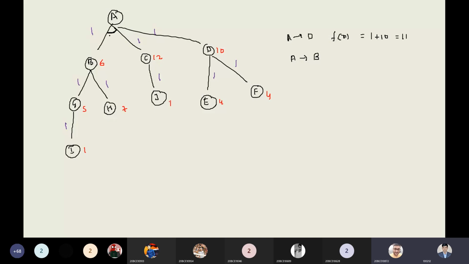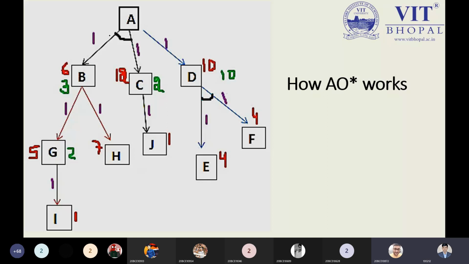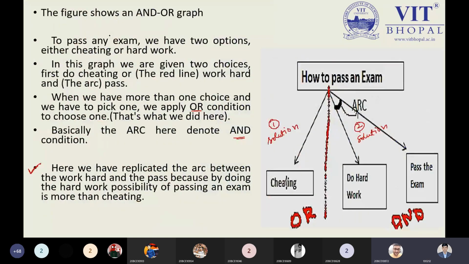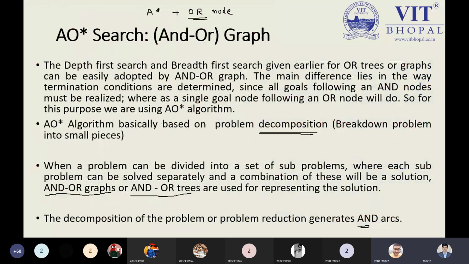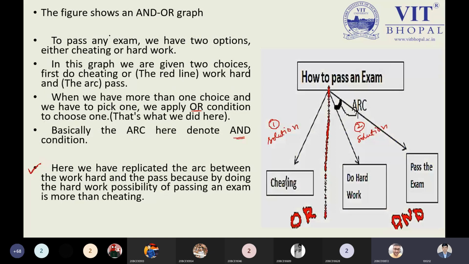What is the meaning of the arc? I told you, just look at its basic terminology. Here we have the node and arcs, two terms. Arc means I'm using the AND. I'm using both paths or both nodes for solving my problem. So that way I'm using the arc. Arc means I'm using the AND graph. Let me explain.